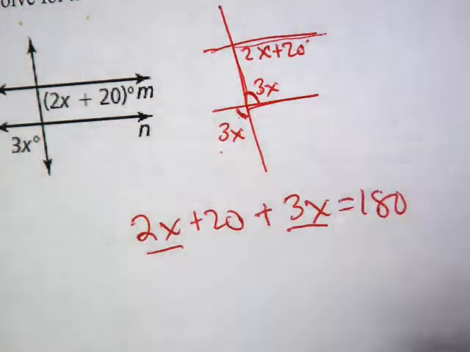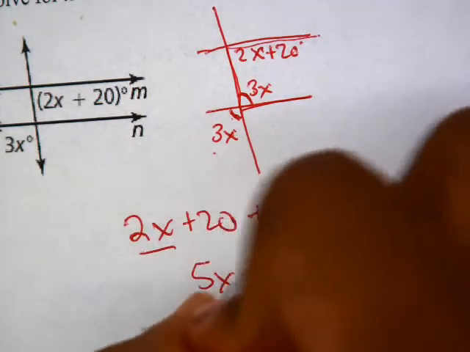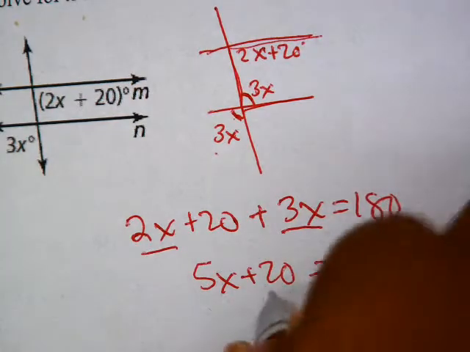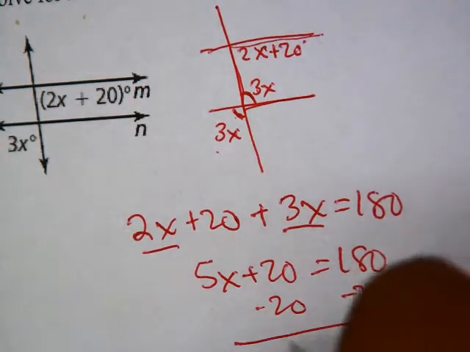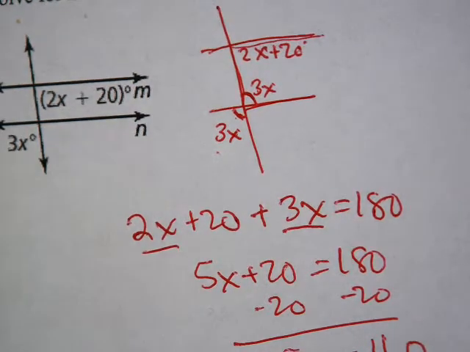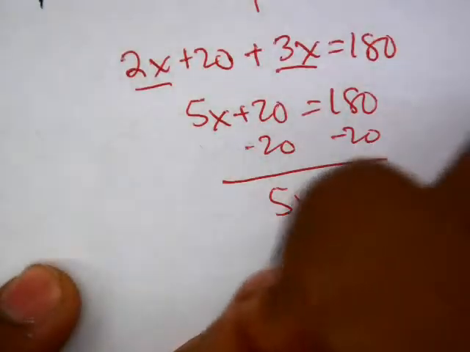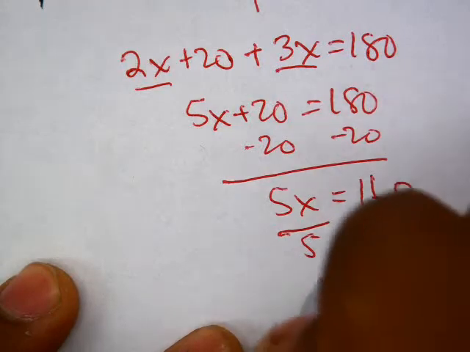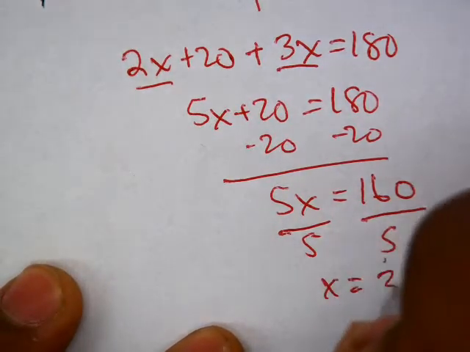So combine those two like terms. It's 5x plus 20. Subtract 20. And divide by 5. You get x equals 32.